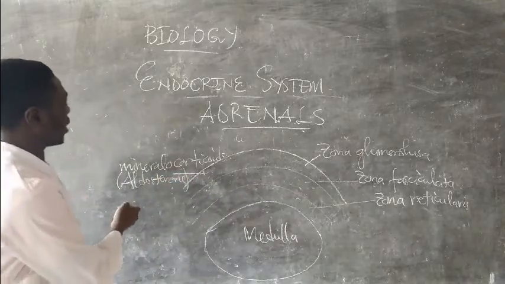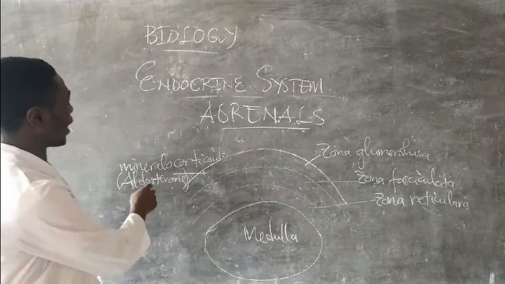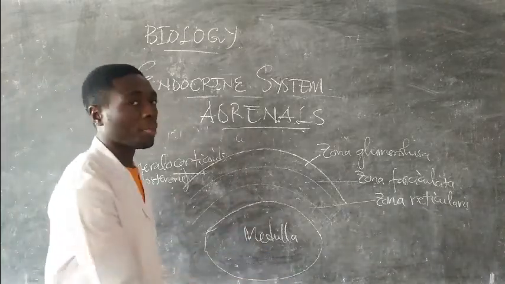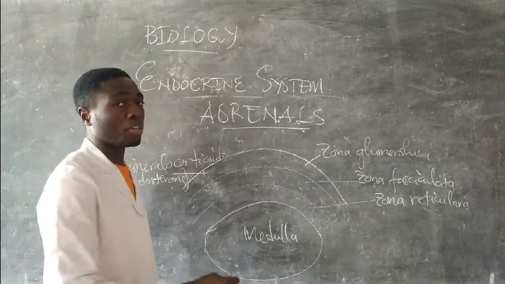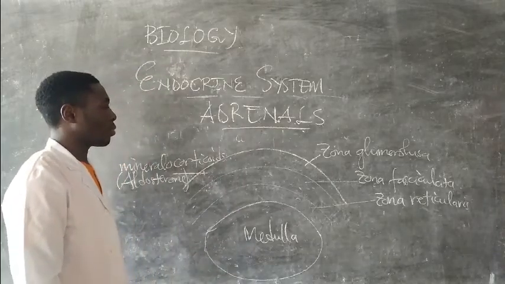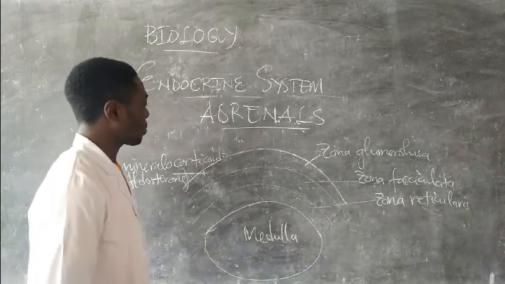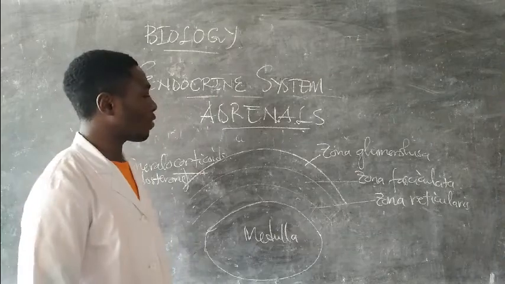Okay, aldosterone is a very, very prominent example of that kind of hormone, and it actually acts on the kidneys to help in the reabsorption of sodium ions and excretion of potassium ions at the distal convoluted tubule of the kidneys.